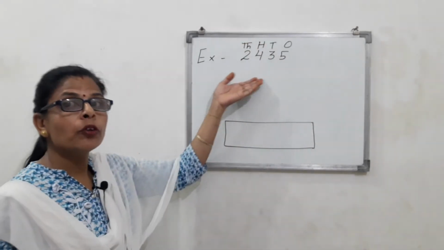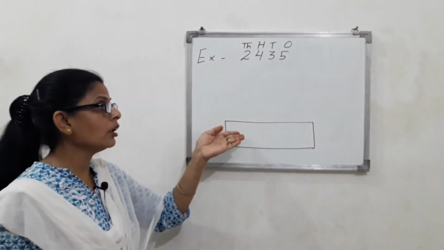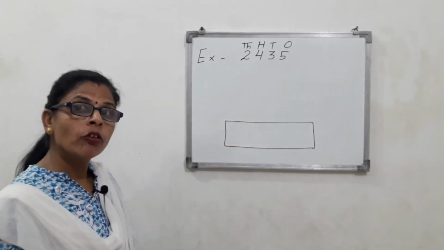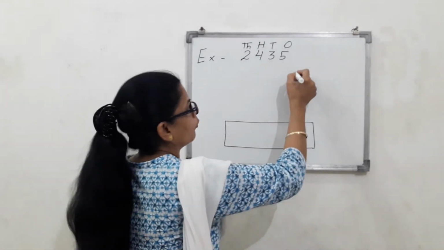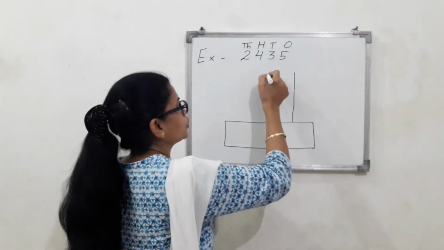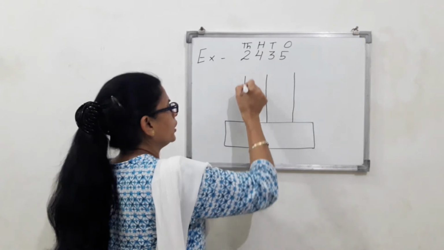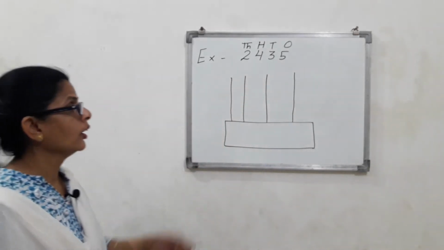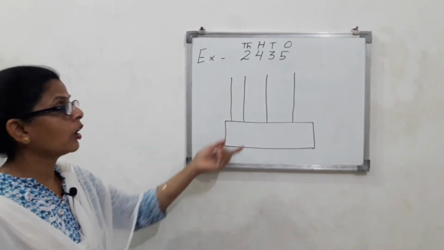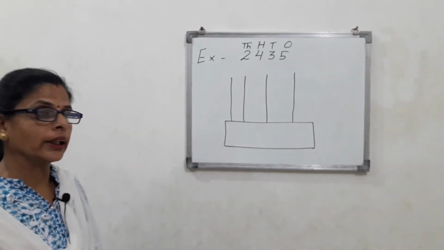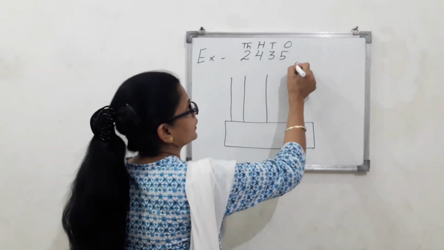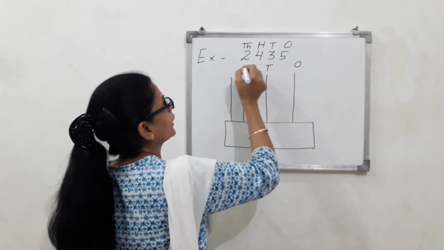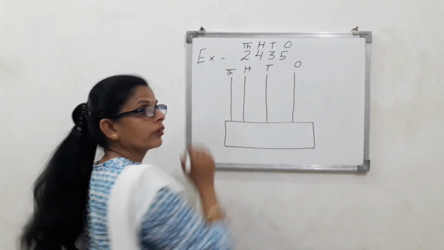So, it is a 4-digit number. On the abacus also, how many spikes do we have to make? We have to make 4 spikes: 1, 2, 3 and 4, right? Now, we mark the places on them. This is the ones place, this is the tens place, this is the hundreds place and this is the thousands place, right?